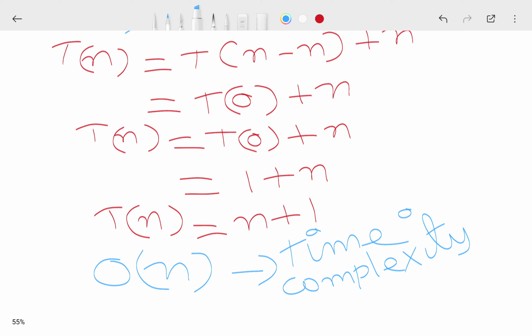So in the next video, we will see some more recurrence relations and how to solve them by using the same substitution method.